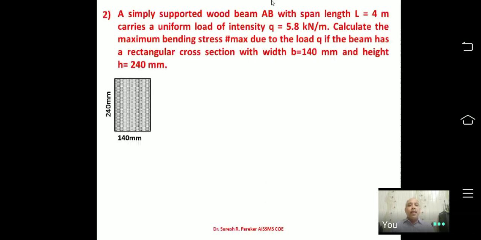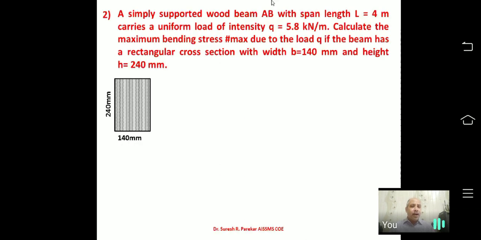Now we will go to the second problem. Here we have a simply supported beam of length 4 meter carrying a UDL of 5.8 kilonewton per meter. Calculate the maximum bending stress due to load Q if the beam has a rectangular cross section B 140 and H 240. Now see the change: the bending moment is not given here, we have to calculate the bending moment.